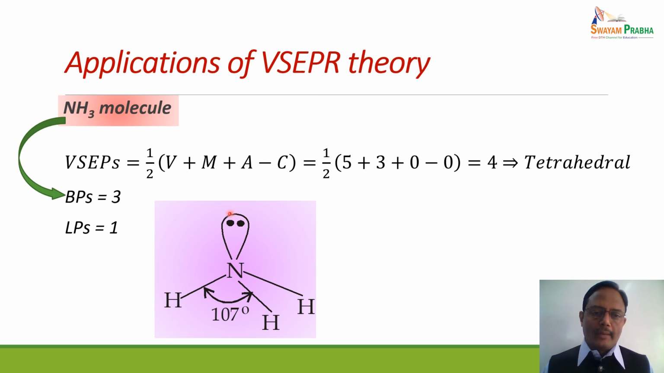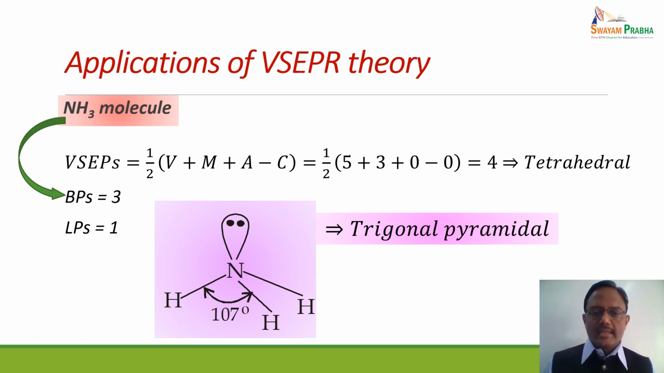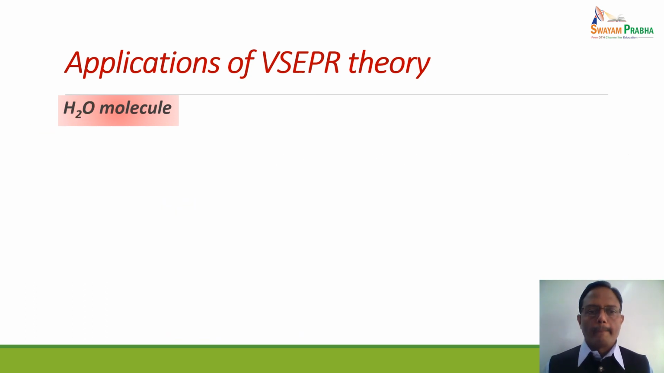Because of the lone pair, according to rule number 2, we know that lone pair exerts more repulsive force. As a result, the bond angle decreases from a standard bond angle of 109.5 degrees to 107 degrees. As a result, the geometry has been changed from tetrahedral to trigonal pyramidal, and the bond angle has also decreased because of the lone pair which is present on the nitrogen atom.